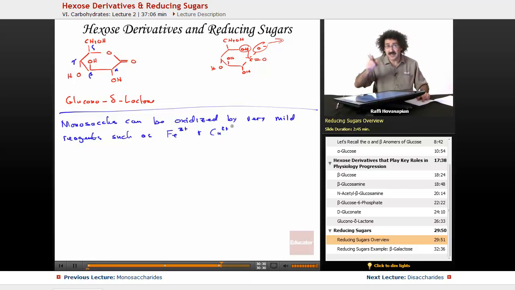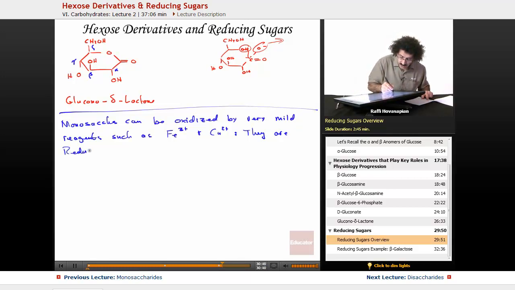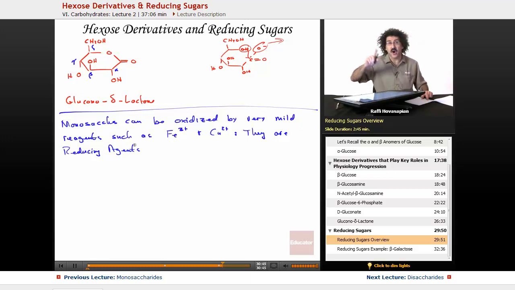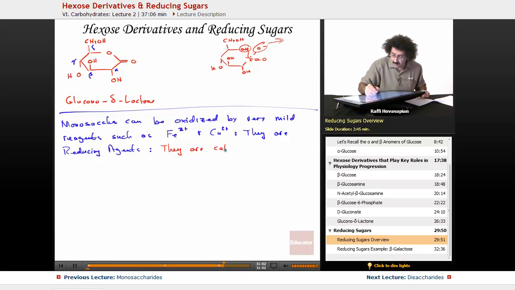So the sugar is oxidized, okay? They are reducing agents. So, reducing agents are the things that are oxidized. They're reducing agents because they reduce the iron and they reduce the copper, but they themselves are oxidized. Very, very important. Okay. As such, they are called reducing sugars.